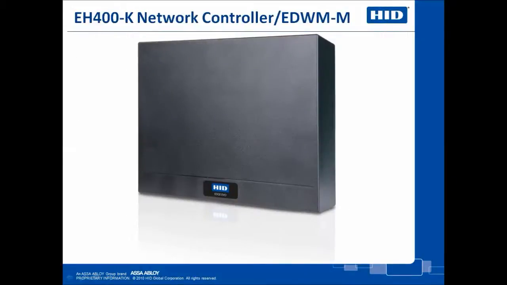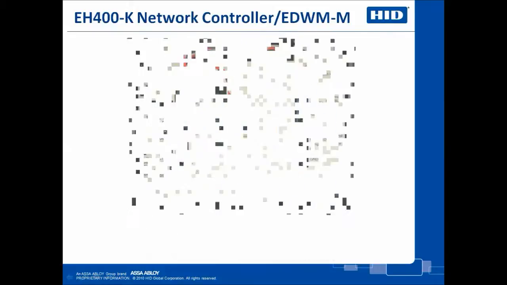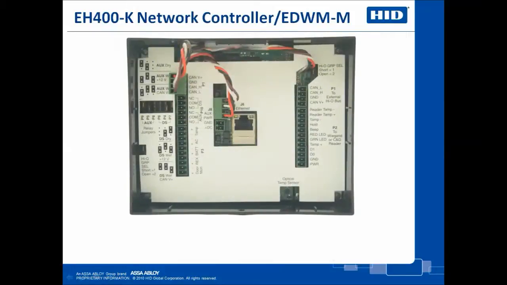The last Edge Evo controller to look at is the EH400K. The EH400K provides all of the connectivity of an EH400 and EDWM in one footprint without an integrated reader. The EH400K provides connections to an external Wiegand protocol reader as well as conventional door strike, REX device, and door position switch. Hi/O bus connections are also provided for expansion.